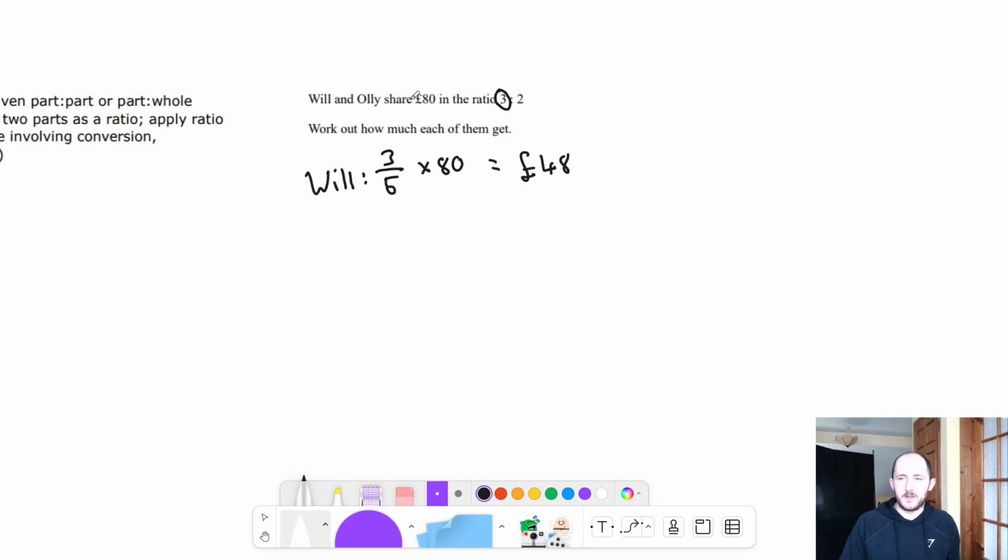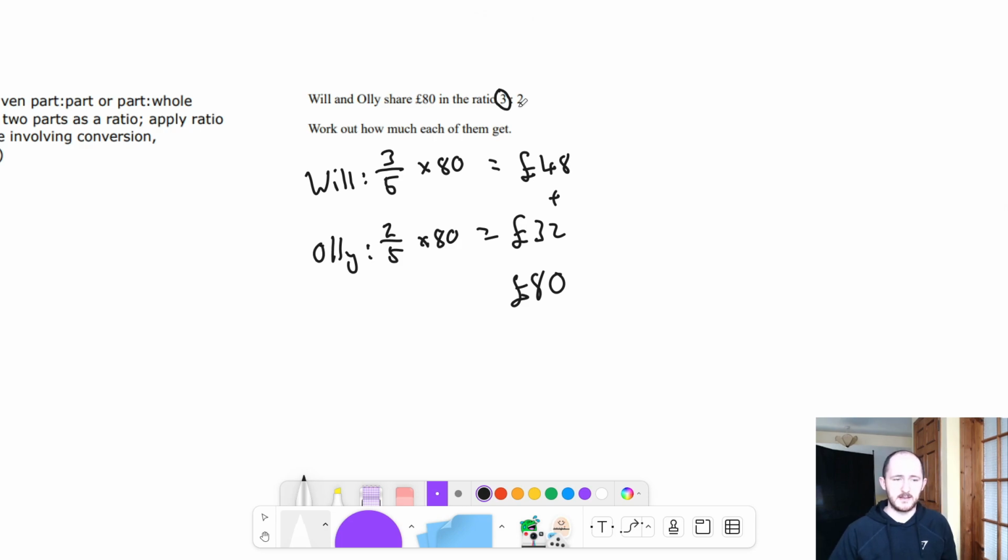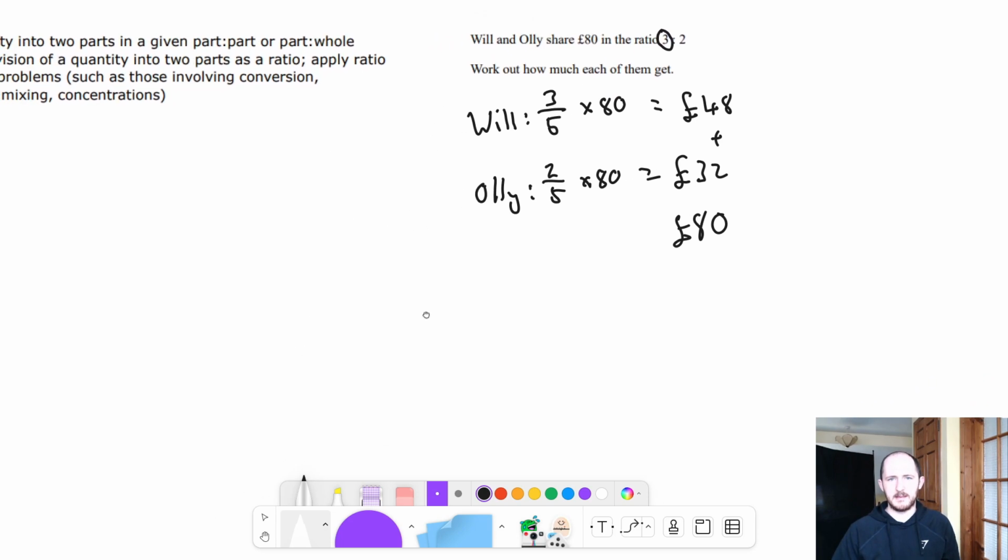From here, I can just do 80 minus 48 to work out how much Ollie gets, because obviously they're sharing all of the money. But I'm going to use the same logic just to practice this for you. Ollie corresponds to the 2, so he's going to be 2, and the total is still 5, times 80. Again, a fifth of 80 is 16, times by 2 is £32. And to check your answer, if you add those two together, you do indeed get £80 again, which makes sense, because if you're sharing £80, it doesn't make sense for the sum of the sharing to be anything else.